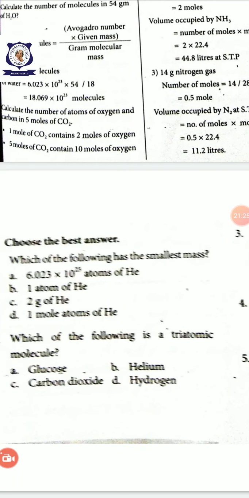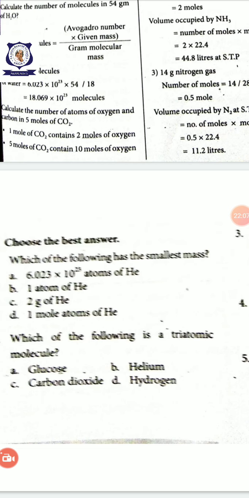Next, which of the following has the smallest mass? See, 6.023 into 10 power 23 atoms of helium is 1 mole. One atom of helium is also a molecule, the same. 2 grams of helium is 1 mole of atoms of helium. 1 mole means 1 molar mass. Helium is a 0 group element. It exists only as a single atom, so it is monoatomic. So in all these, 1 atom of helium is the smallest mass.